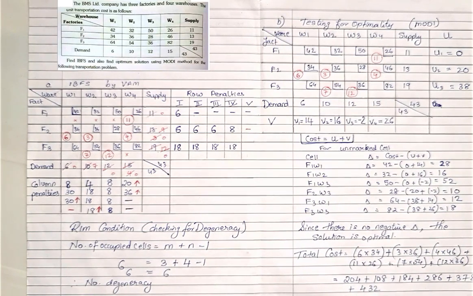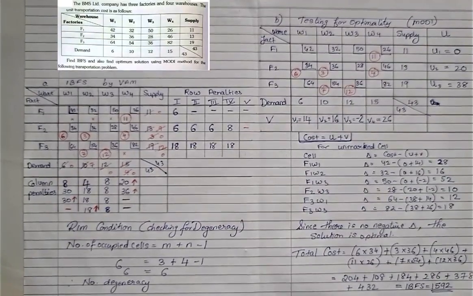432. Okay, so we multiply now, and do the final addition. The final value of our total, which is your initial basic feasible solution, is 1592. Okay, so that's our final value.